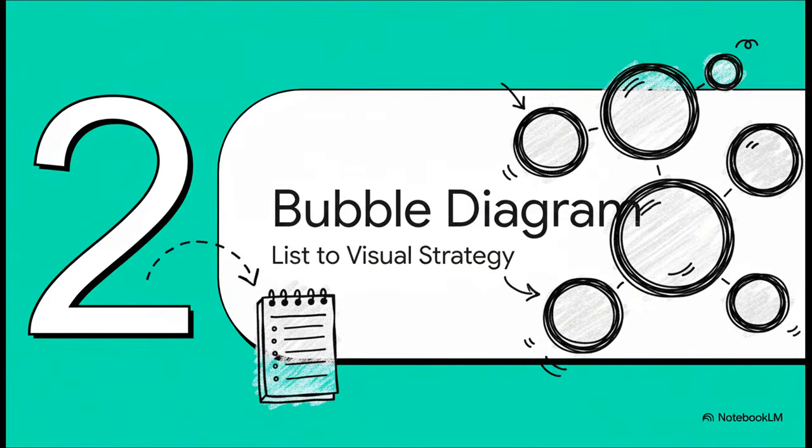Okay, so you've got your list, now what? You can't exactly hand a builder a list and say, go for it. This is where we make the leap from words to pictures. So let's talk about the tool that turns that program list into a real visual strategy: the bubble diagram.